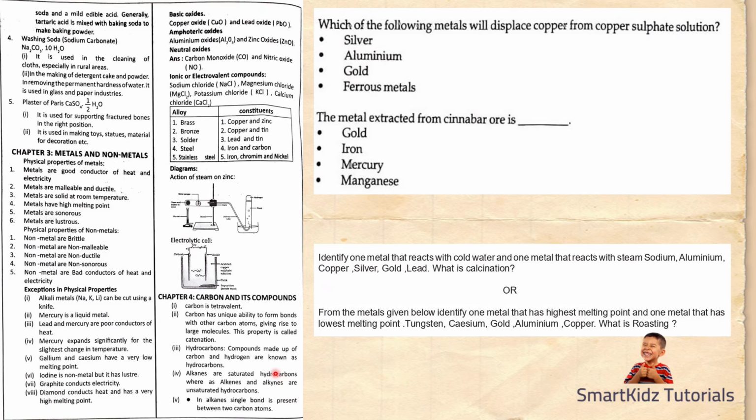We ourselves are made up of hydrocarbons. All living things are made up of hydrocarbons. Then we have something called alkenes and alkynes.